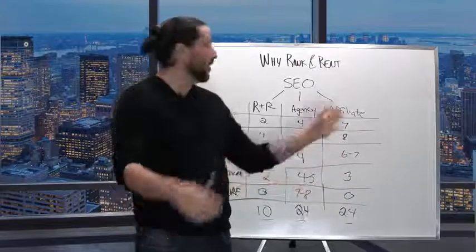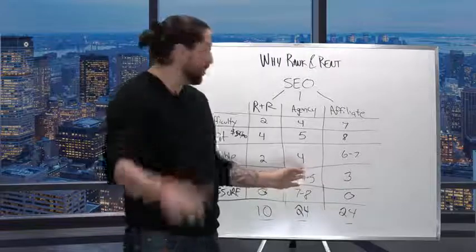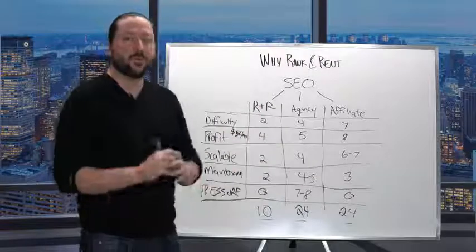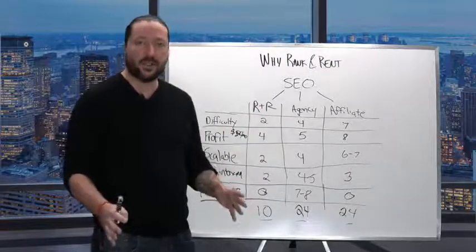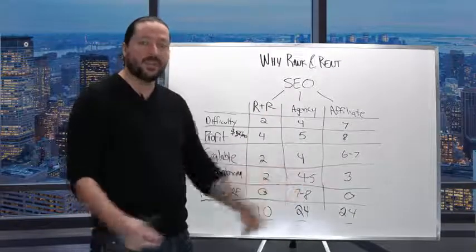You just have to do more of it in affiliate, and you have to be better at it when you go into an agency, because now the pressure's on. So rank and rent is really the perfect place to start learning SEO. Now, if you want to go into the agency for any reason, that's fine.